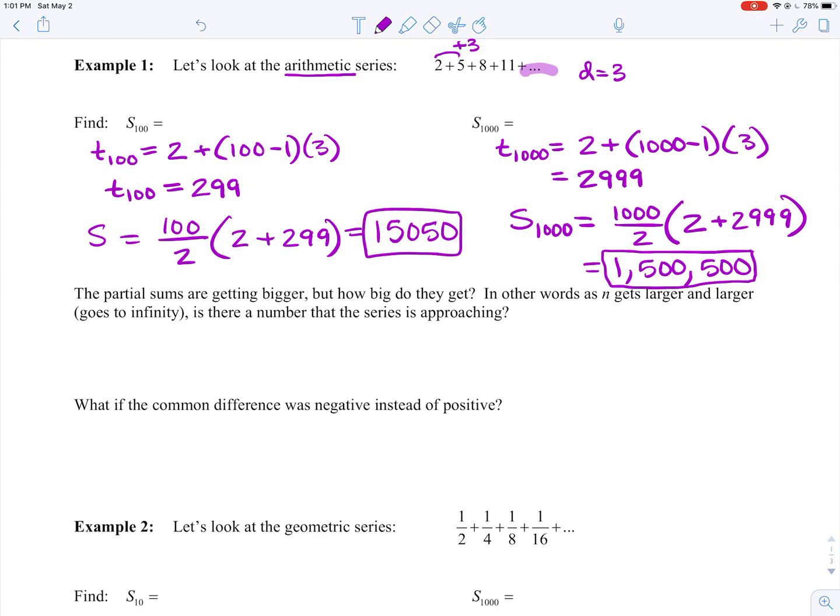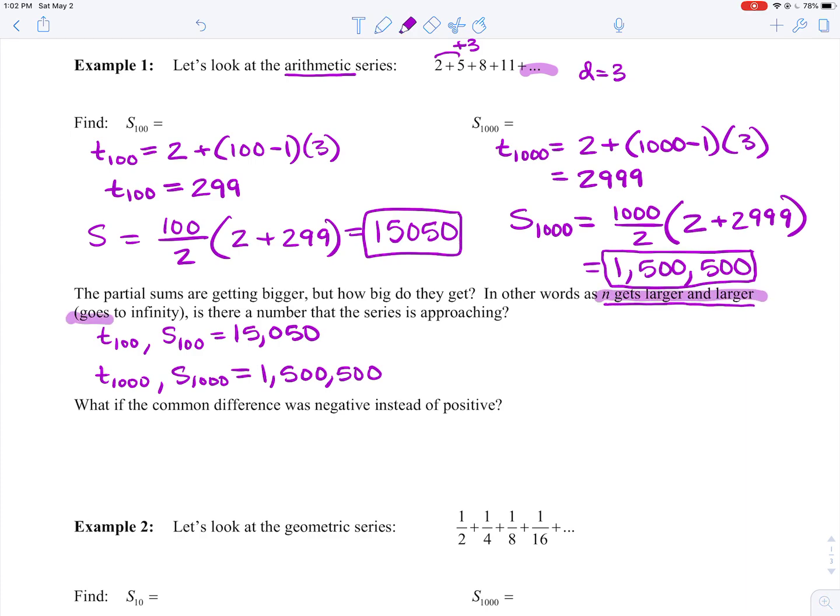Well, if you notice, for T of 100, the sum of 100 was 15,050. And for T of 1,000, the sum of 1,000 was in the millions. So we can see that as n gets larger and larger, goes to infinity, our value is actually heading towards infinity. And if the common difference was negative instead of positive, you hopefully guessed it, it's going to head towards negative infinity.